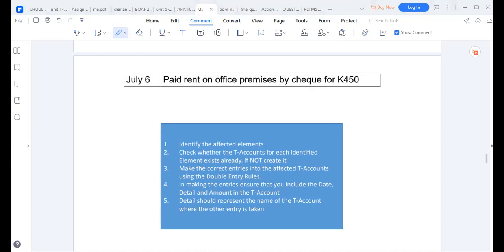So identify, then we debit rent and credit bank. Okay, why do we debit rent? Because we are paying. Then we are paying by bank. We are removing the money from the bank account to pay rent. Okay, do we agree with him?